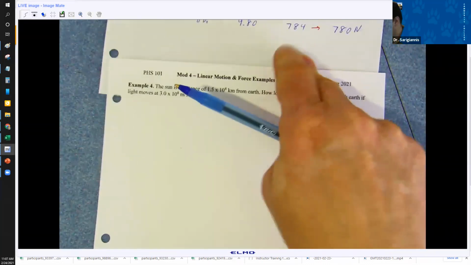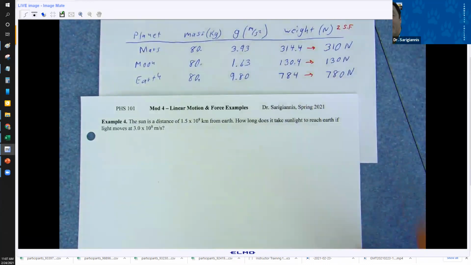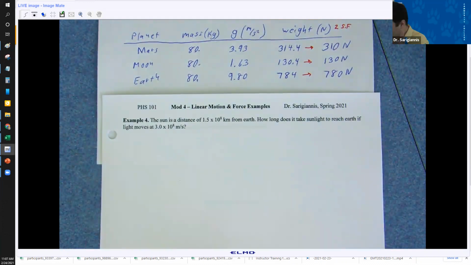Let me, you know what, I'll put this so we have, in case you're still copying the table down. All right, let's see, this one is, the sun is a distance of 1.5 times 10 to the 8th kilometers from the Earth. How long does it take sunlight to reach the Earth if light moves at 3.0 times 10 to the 8th meters per second?